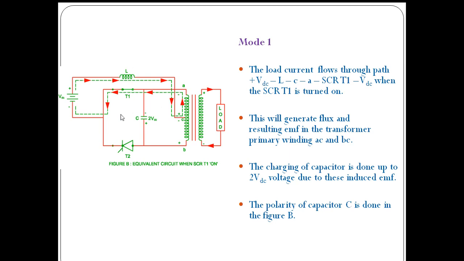So automatically the thyristor T1 will be subjected to reverse bias, and the load current will flow from this source VDC and through the inductor from point C of the center tap transformer through thyristor T2, and it will come through this DC source, and accordingly the capacitor will charge with opposite polarity, and if you see the current direction is reversed.